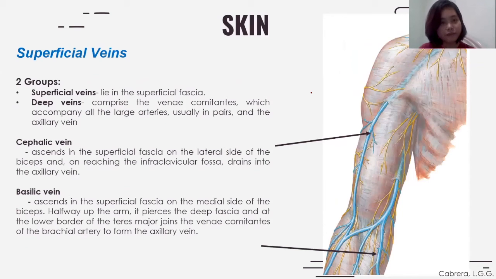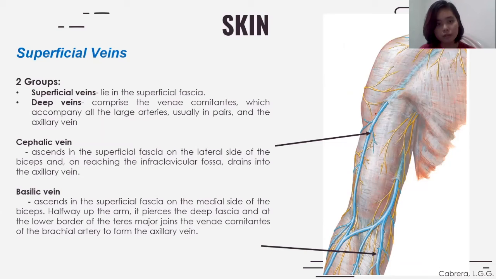For the superficial veins, the veins of the upper limb can be divided into 2 groups. First, we have the superficial veins that lie in the superficial fascia, and second one is the deep veins that comprise the venae comitantes, which accompany all the large arteries that are usually in pairs, and the axillary vein. So what we have right here is the cephalic vein and the basilic vein.